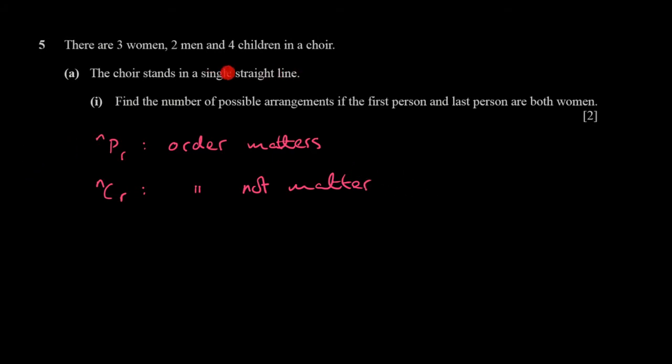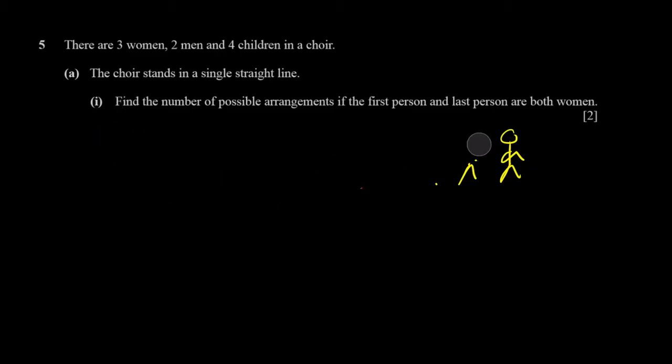Well, if we're standing in a straight line, then the order matters, right? Because if we've got John, Paul, and George standing like that, well, if I was to rearrange them into a different order, George, Paul, and John, then that would actually be a different line, right? So I could have the same people, but in a different arrangement, that would count as a different line. So in this particular case, the order does matter. So we're using permutations.